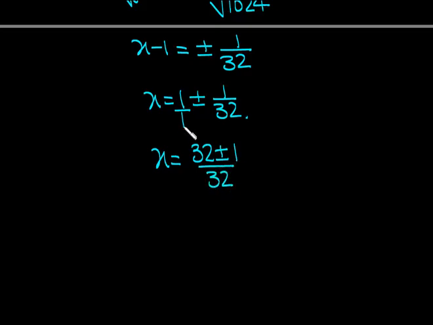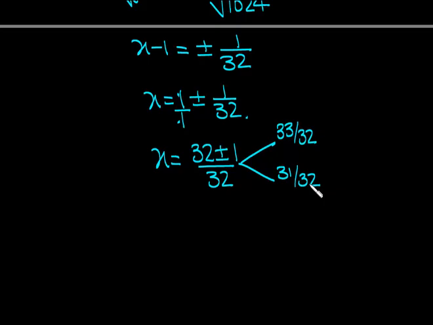I'm hoping you guys know how to do that. You multiply the top and the bottom by 32 over here. So then we get two answers. If you use a plus sign, we get 33 over 32. If you use the minus sign, we get 31 over 32. Okay, so we get two answers.